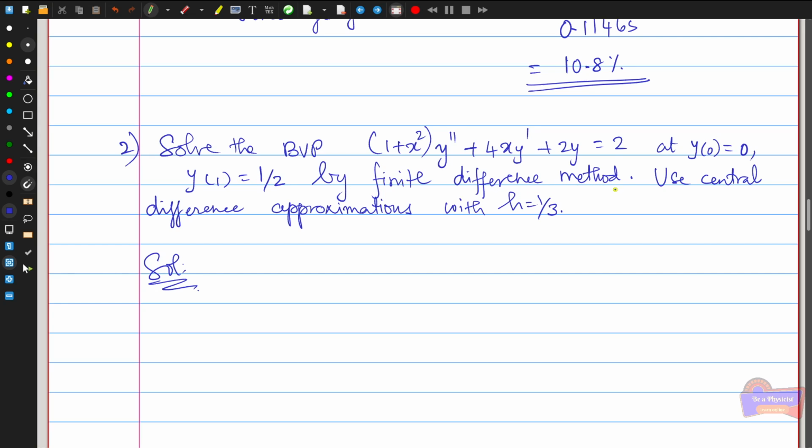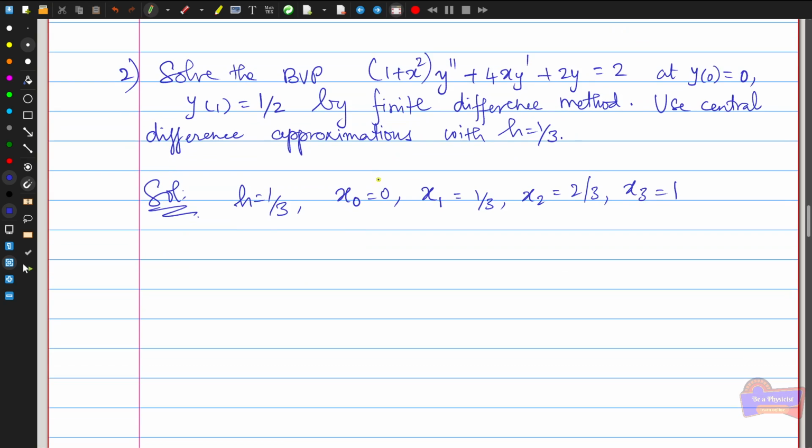By the finite difference method, you have to use the central difference approximation for both y double prime as well as y prime, with the step size h equal to 1 divided by 3. So we have h equal to 1 by 3, and the nodal points are x0, which is equal to 0, x1, which is equal to 1 by 3, x2, which is equal to 2 by 3, and x3 is equal to 1.